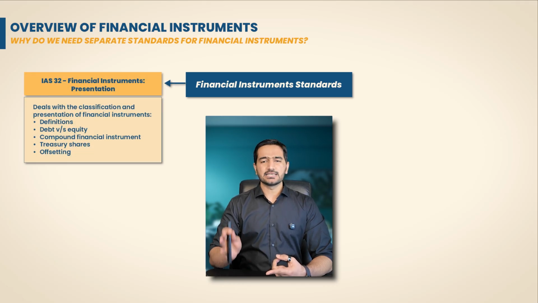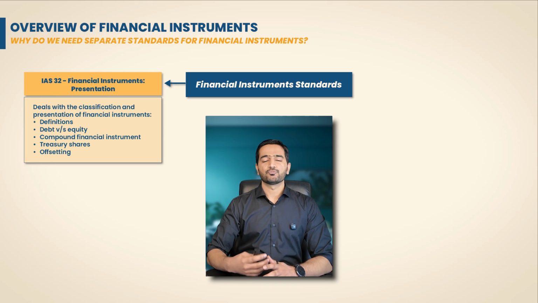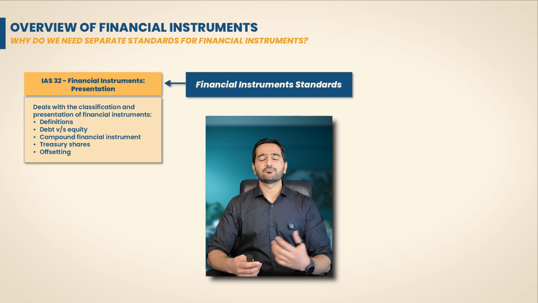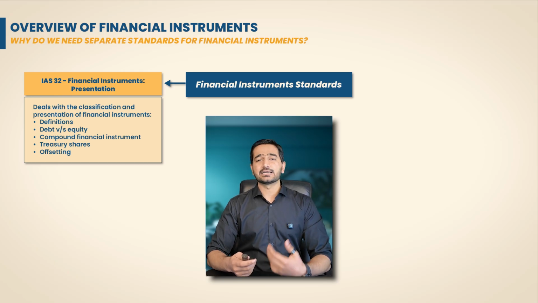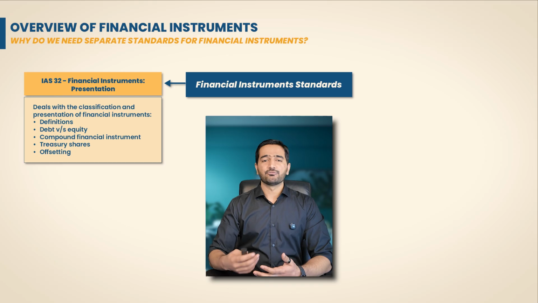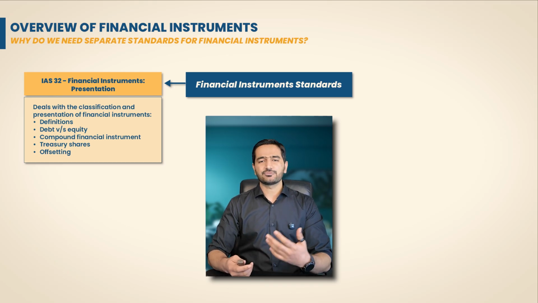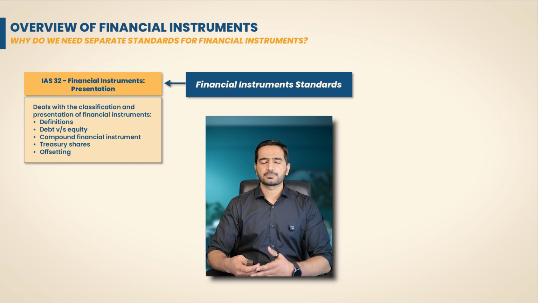My friends, IAS 32 is the standard that deals with classification and presentation. IAS 32 defines what a financial instrument is, what a financial asset is, what a financial liability is, and what an equity instrument is. And most importantly, IAS 32 tells you, when you have a financial instrument in your hand, how do you classify it: is it a financial asset, financial liability, or equity.